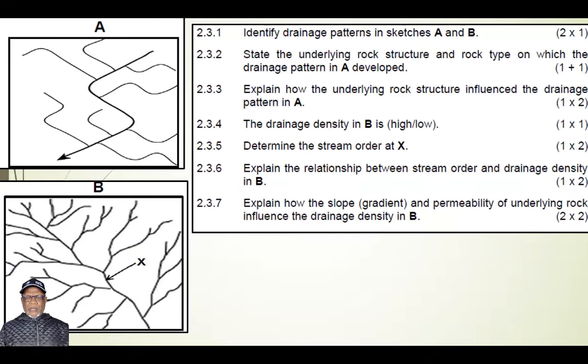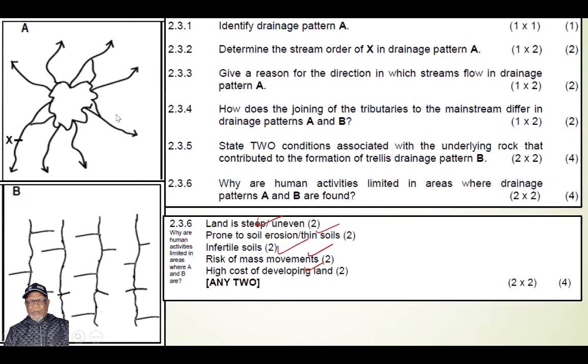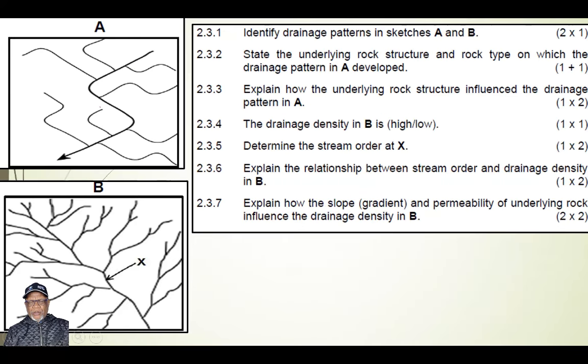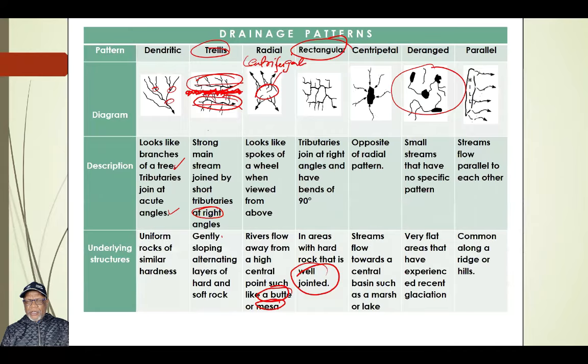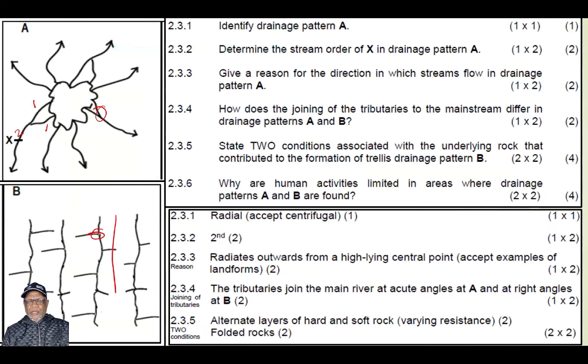Now, let's look at two other drainage patterns there. Identify the drainage pattern in sketch A and B. So you can see the mainstreams are bending there at 90 degrees, which means this one will be rectangular, and this one looks like the same one as the first one that we're looking at here, which is the dendritic pattern.